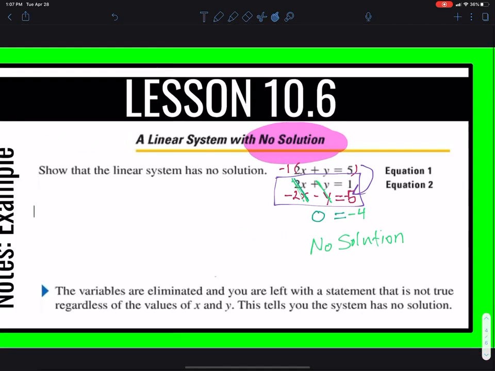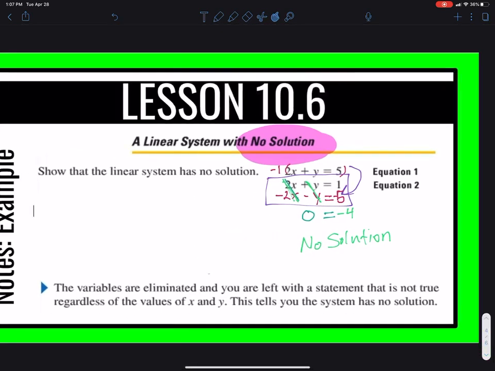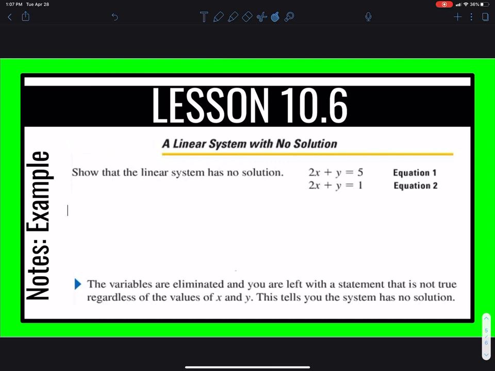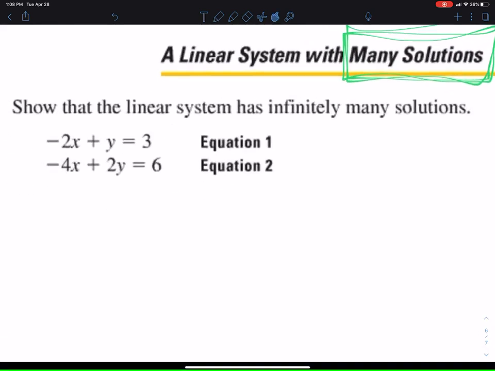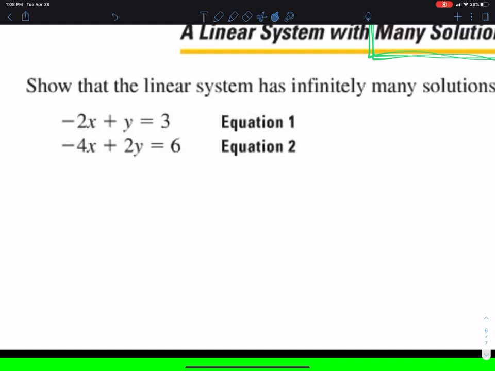Okay, that's one special. Another special is when we have many solutions. Many solutions. So let's look at this. Let's zoom in on this situation here. We need to cancel one out. So let's multiply this top equation by a negative 2, so that we can make this a positive 4x, and the x's will cancel out first.